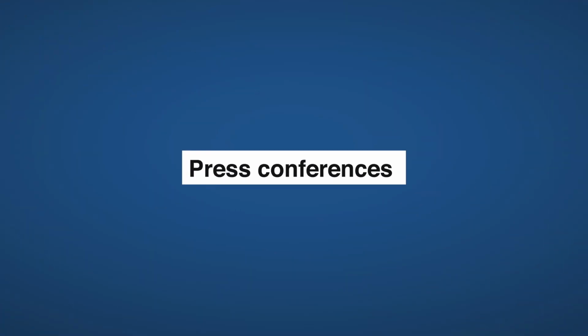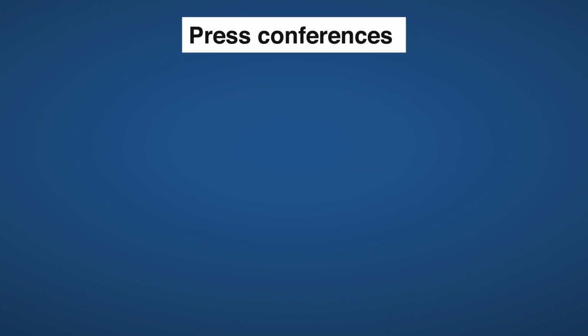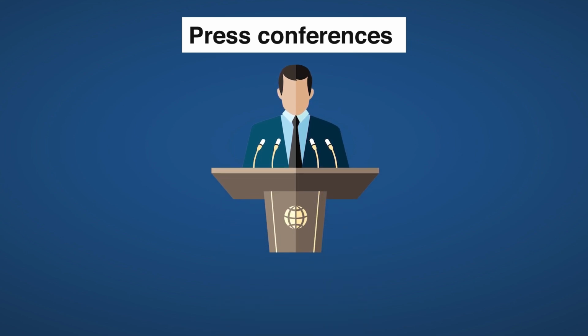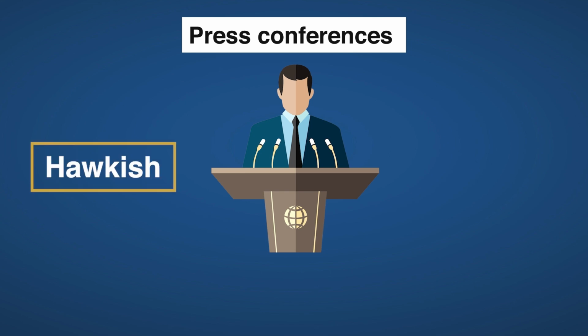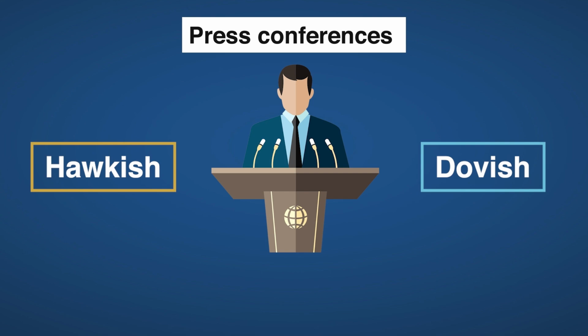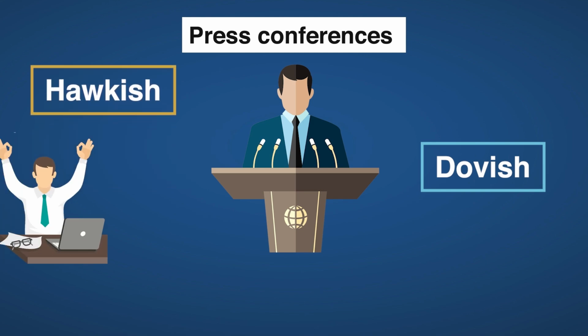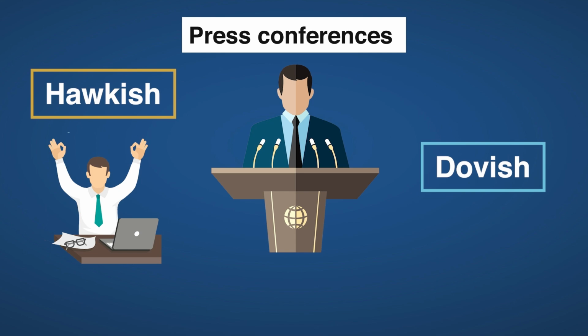Finally, press conferences. All major central banks hold on a regular basis press conferences where they can hint at what they may do in the future. There are two key words to look out for which describe the tone of these press conferences: hawkish and dovish. If the press conference is described as hawkish, it means the tone was aggressive and indicated potential interest rate hikes in the future, which could strengthen the currency in question.